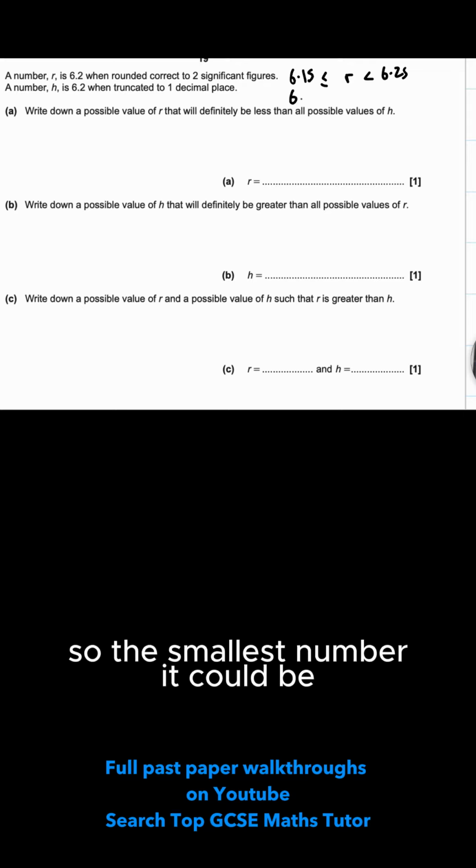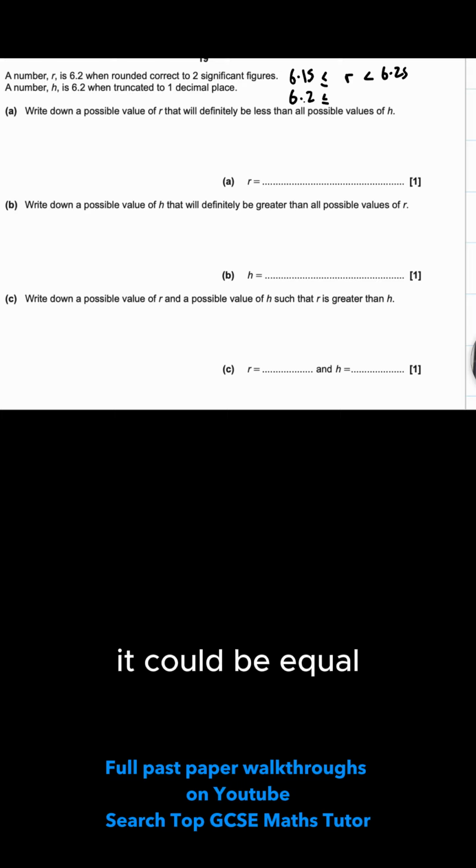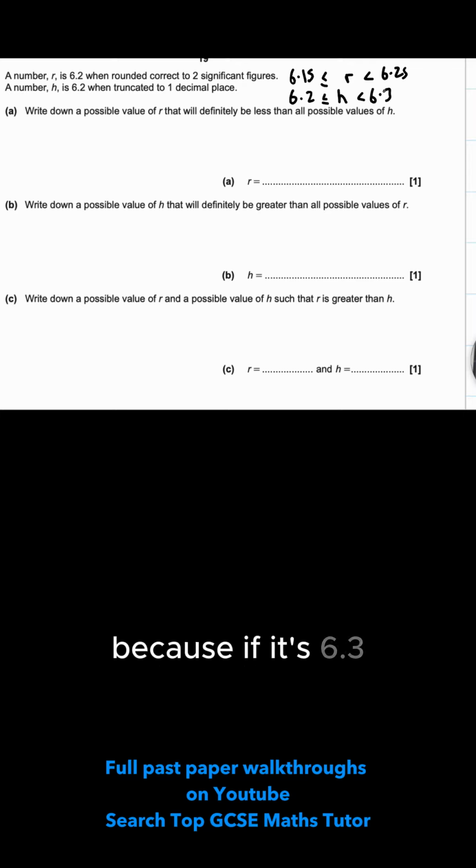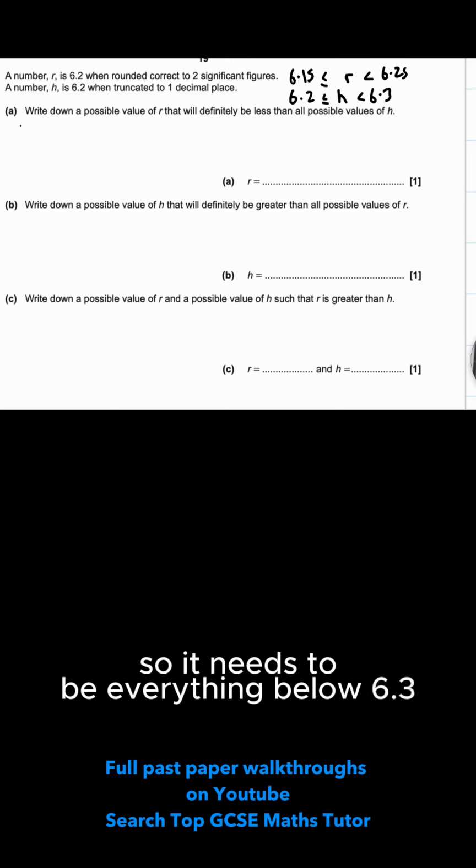A number h is 6.2 when truncated to one decimal place. Truncated just means it's cut off at the end. So did it round it up or down? It just cut it off. So the smallest number it could be is 6.2. It could be equal to that as well. It'd be between 6.2 and the largest number it could be would be just below 6.3. Because if it's 6.3, when you cut it down, it would just end in 6.3. So it needs to be everything below 6.3.